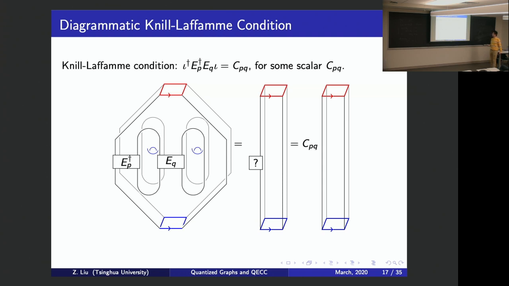And this tells us we can look at error corrections in a pictorial way. But this is good verification. It's not a good design of error correction code. We can verify some known codes in this way, but we don't know how to design new codes. So then we need this new concept, the quantized graph. The quantized graph will tell us how to design good codes.